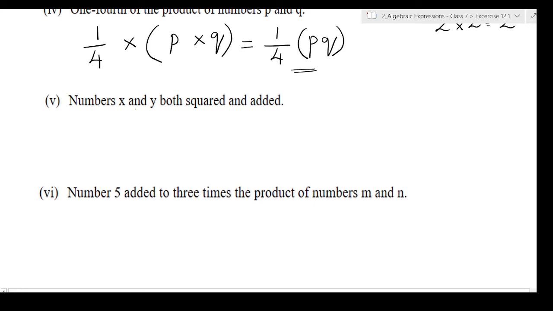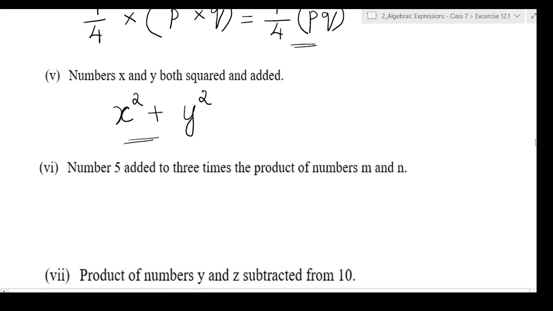Next is numbers x and y, both squared and added. So there are two numbers x and y. Both are squared. That means they are multiplying by itself. The power is 2. Square means 2. Both are squared and then added. So this is the required expression, x square plus y square.